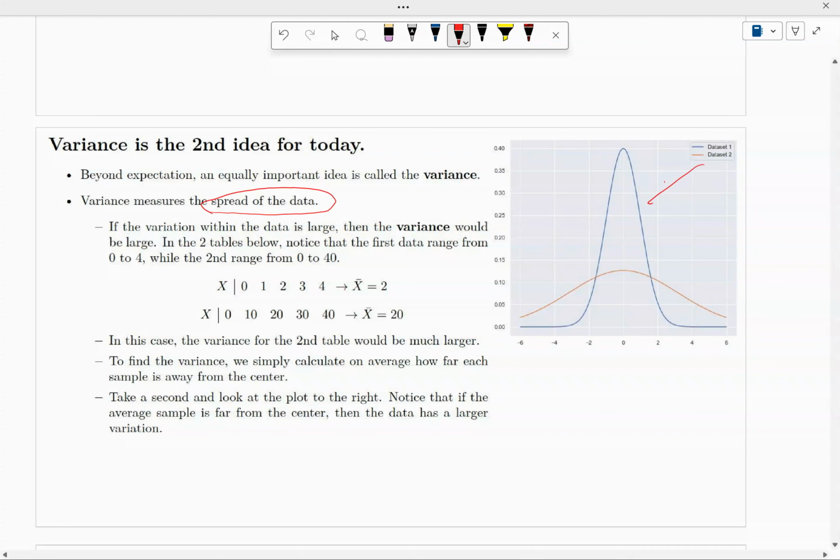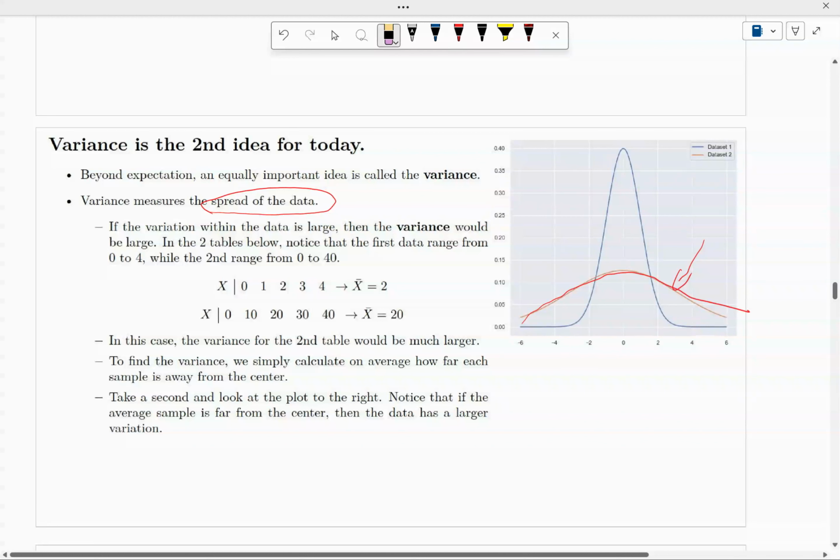So over here you see two distributions. Obviously, in the orange distribution, the data is more spread out. Notice how in the blue distribution, most of the data ranges between -2 to 2, right? However, for the orange distribution, the data ranges all the way to roughly -6 to +6. So you can tell that the orange data is much more spread out.